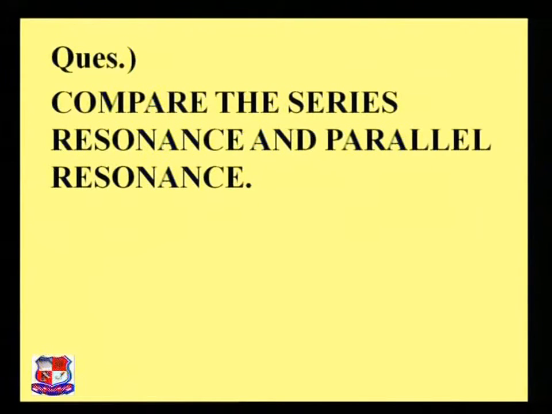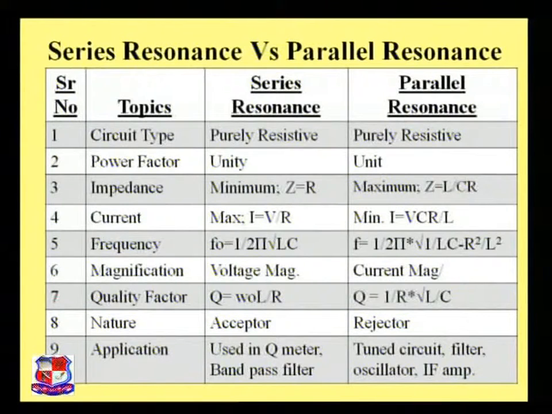Now compare the two circuits, the series resonance circuit and the parallel resonance circuit. Here we have to compare some of the parameters of the series and the parallel resonance circuit. There are 9 to 10 parameters. The first parameter is the circuit type. The series resonance circuit is a purely resistive circuit. It means that here there is no inductive component and no capacitive component. The only component is the resistor.